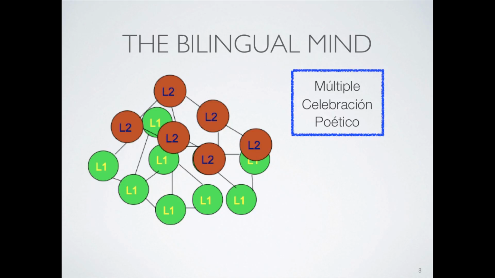What's the first one? What's your guess of the meaning of the word? Multiple, very good. What's the second word? Celebration, very well. And what's the third one? Poetic, very well.